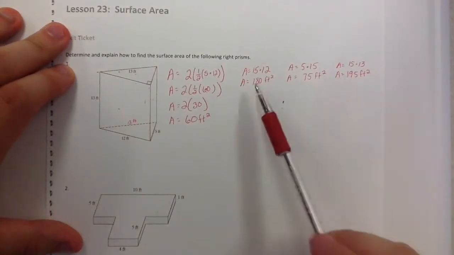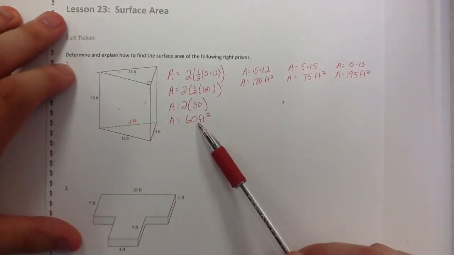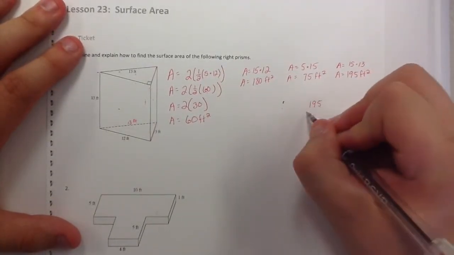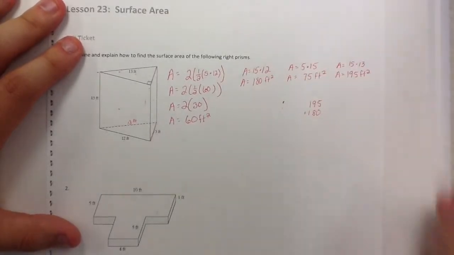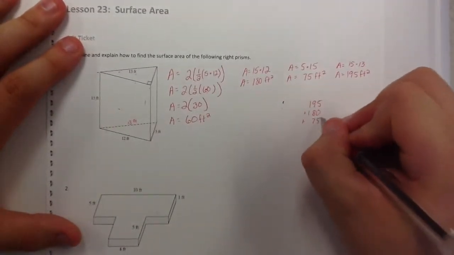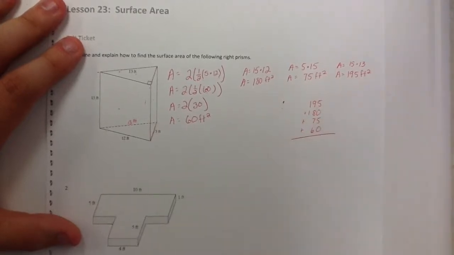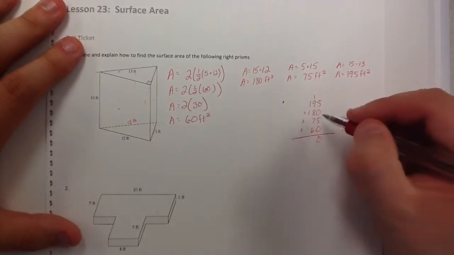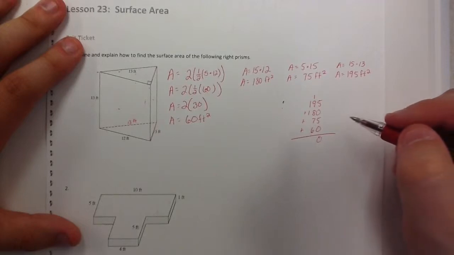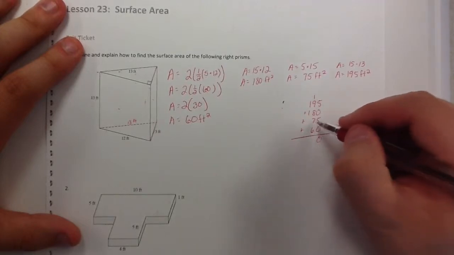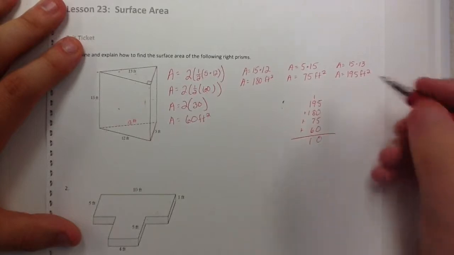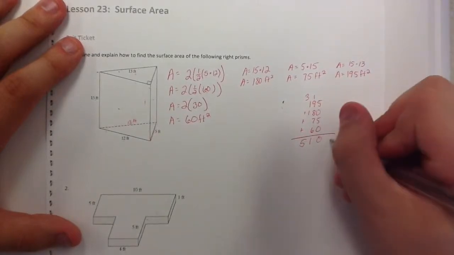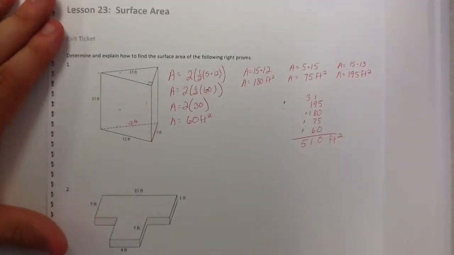So now we have the area of the 3 sides and the area of the top triangle and the area of the bottom triangle. The only thing left is to add all those up. 195 plus 180, got this one, plus 75 plus 60. On your calculator, or we could just do this real quick. 5 and 5 is 10, carry the 1. 1 and 9 is 10. 10 and 8 is 18. 18 and 7 is 25. 25 and 6 is 31. Carry the 3. 3, 4, 5. 510 feet squared. That is our total surface area.